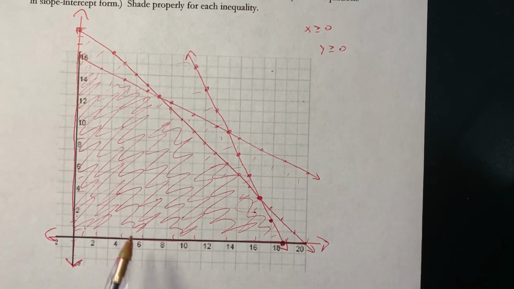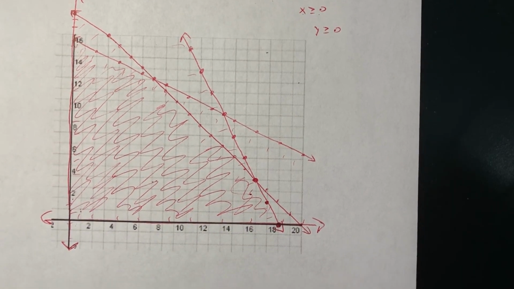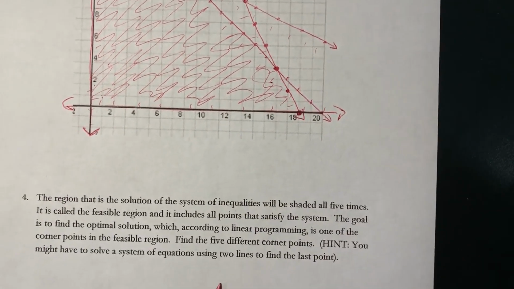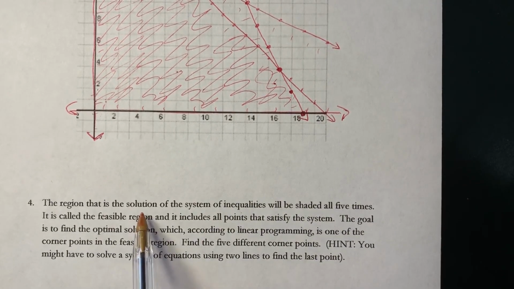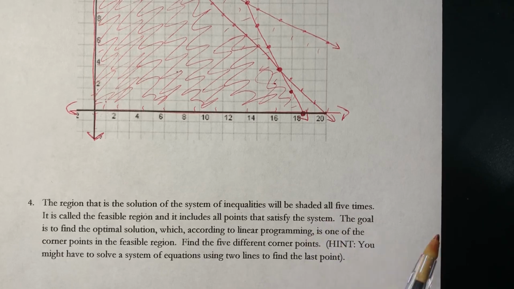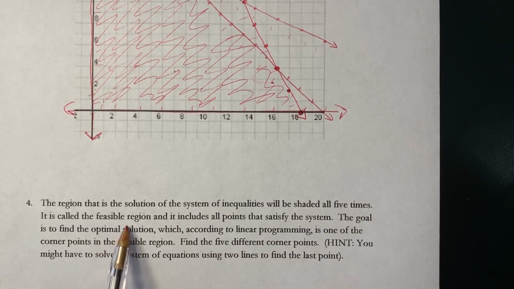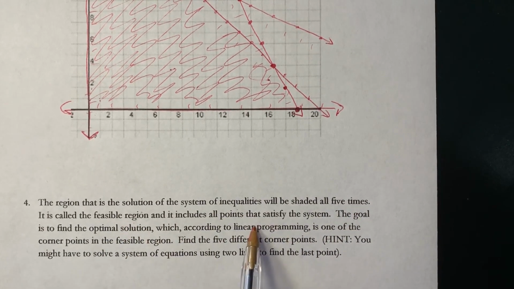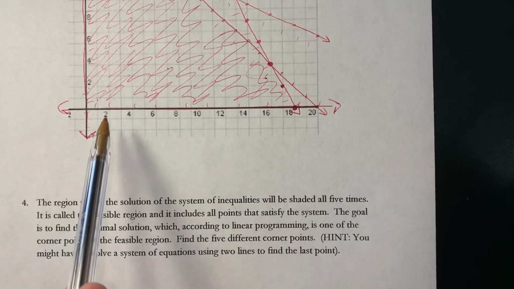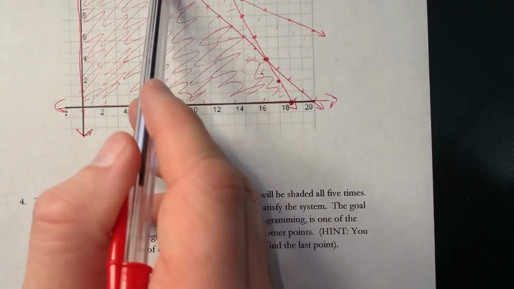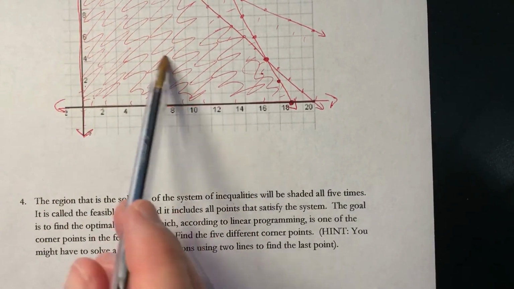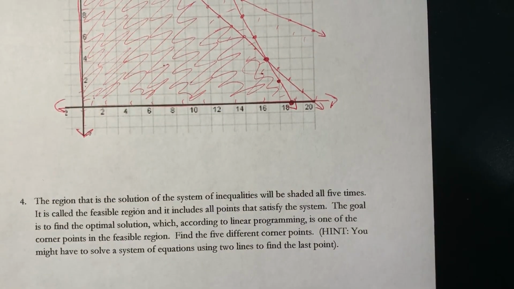Okay, so this is my feasible region. The region is the solution of the system of inequalities that shaded all 5 times. It's called the feasible region. It includes all points that satisfy the system. So everything on these lines and everything inside are points that actually satisfy all 5 equations.